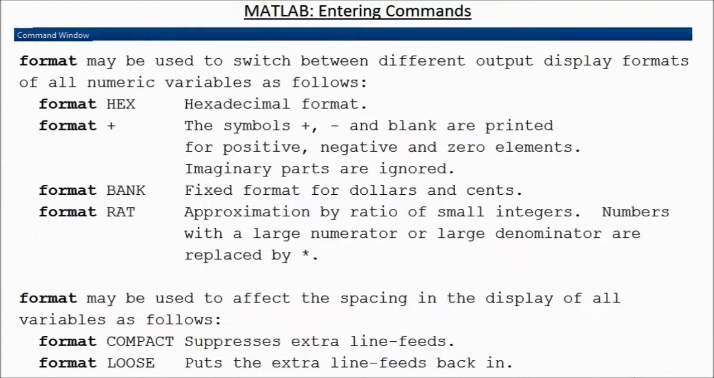Format may be used to switch between different output display formats of all numeric variables as follows. Format hex is a hexadecimal format. Format plus: the symbols plus, minus, and blank are printed for positive, negative, and 0 elements. Imaginary parts are ignored. Format bank is fixed format for dollars and cents. Format rat is approximation by ratio of small integers. Numbers with large numerator or denominator are replaced by an asterisk. Format may also be used to affect the spacing in the display of all variables. Format compact suppresses extra line feeds. Format loose puts the line feeds back in.